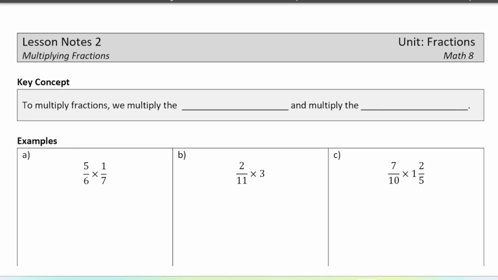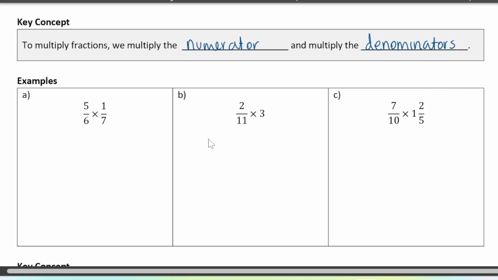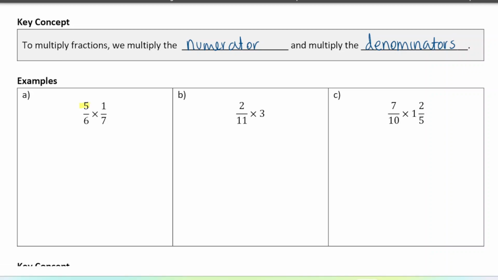So the rule is simply that we multiply the numerators and we multiply the denominators. Okay, so for a simple example here, we have 5 over 6 times 1 over 7, and we're just going to simply multiply the numerators together. So 5 times 1 is 5, and we're going to multiply the denominators together. 6 times 7 is 42. So we get 5 over 42. We reduce it if we can. This one can't be reduced, so we just leave it as our final answer.